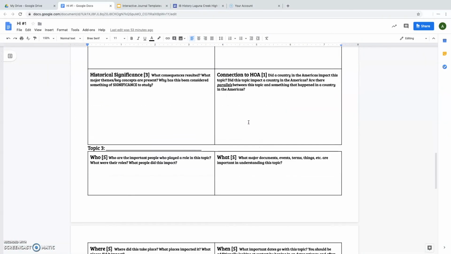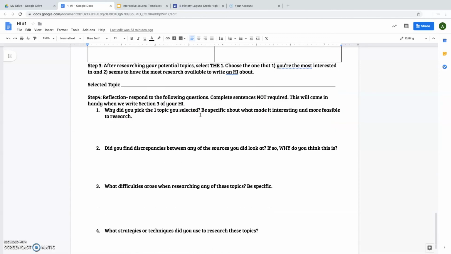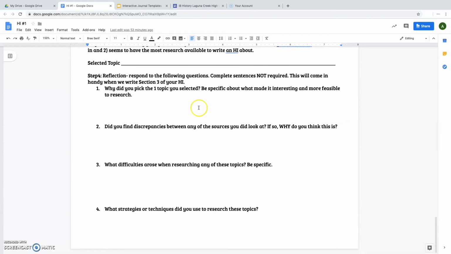And after you flesh through the ideas, step 3 is to ultimately pick which topic based on your interest and what you could really see yourself writing an HI about, and then also answering these reflection questions that will eventually help you with your Section 3 reflection of your historical investigation.